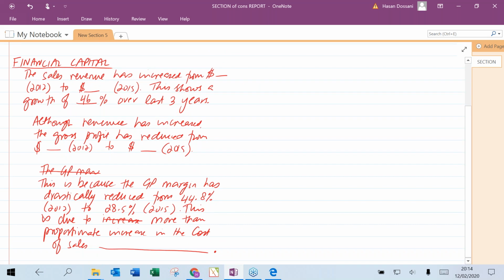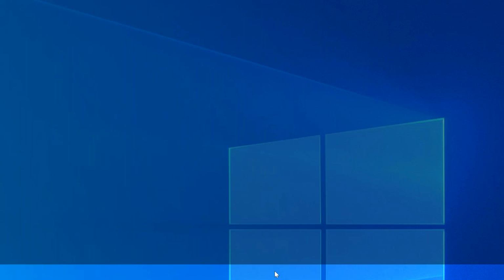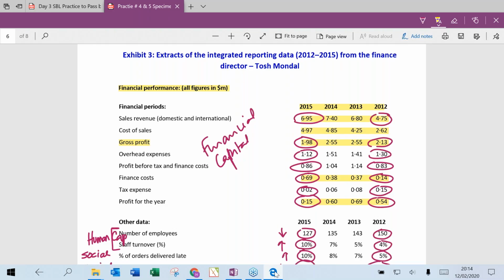So for financial capital, the first opening sentence would be about a comment about sales revenue, because sales revenue is the bloodline for any company. After that, you will move to gross profit margin. After that, you will talk about finance cost, which has increased from 0.14 million to 0.69 million. This shows that the company is taking a lot of loans.